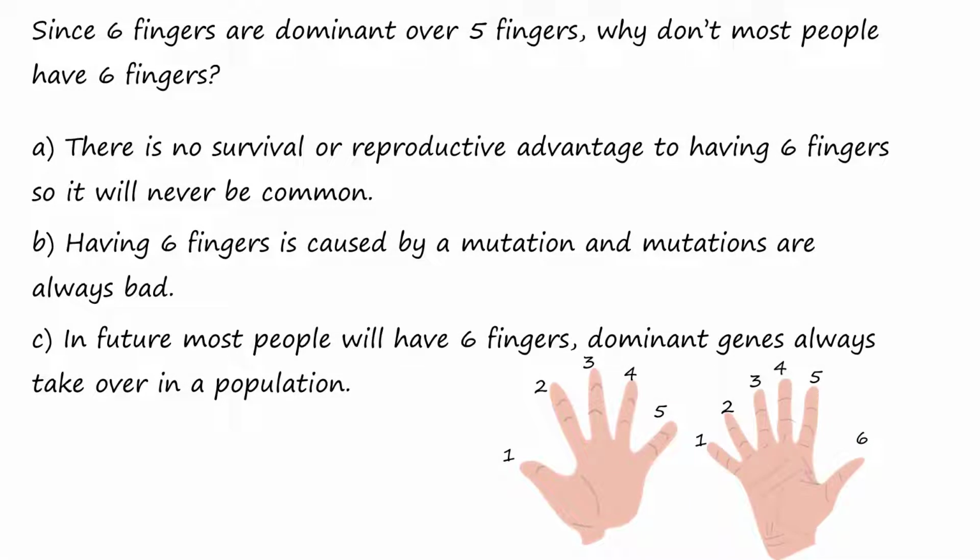Question 3. Since 6 fingers are dominant over 5 fingers, why don't most people have 6 fingers? A. There is no survival or reproductive advantage to having 6 fingers. B. Having 6 fingers is caused by a mutation and mutations are always bad. C. In the future, most people will have 6 fingers and dominant genes will always take over in a population. A is the best answer. A trait typically becomes more common if there is some survival or reproductive advantage to organisms with a trait.